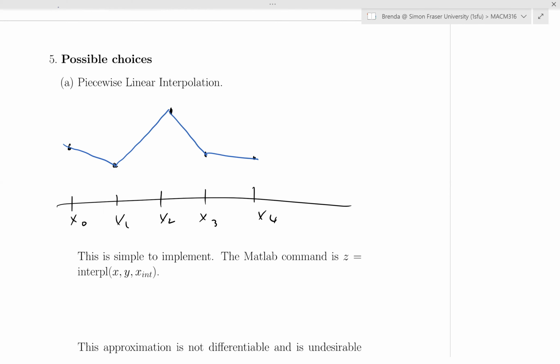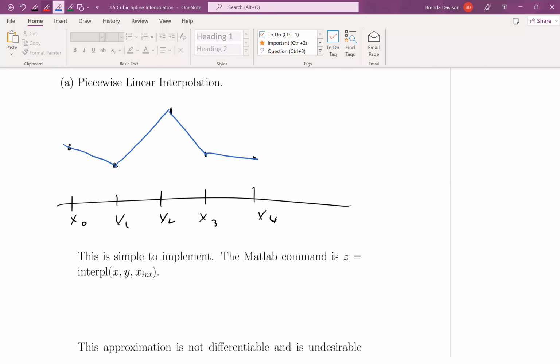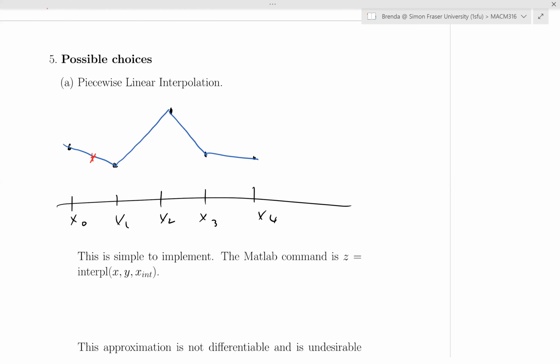And then if I want to understand what the underlying data is at, let's call it X star, I look at it and go, oh, I'm in the first subinterval. I'll use the first line and give you that number. That's an option, the dot-to-dot approach. It's super easy to do.